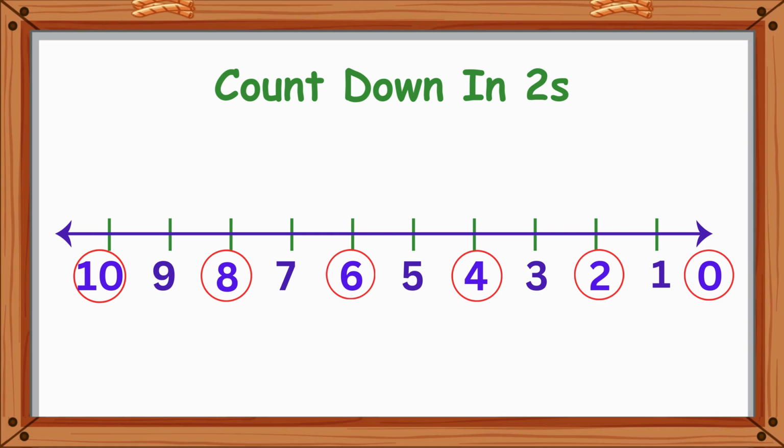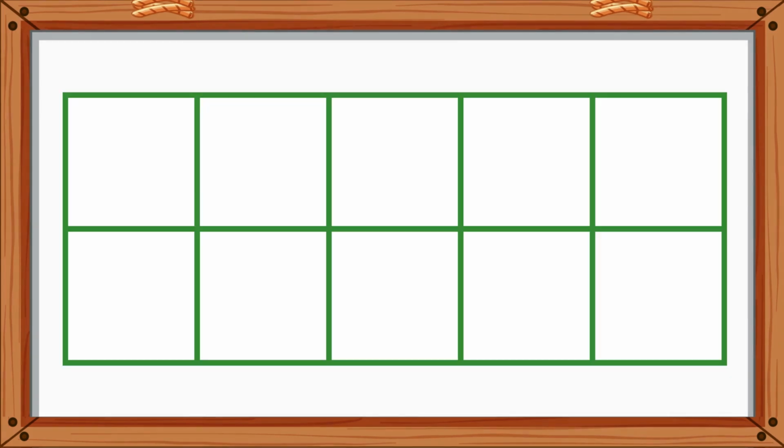Awesome job! Are you wondering why we practiced counting this way? It's going to make the 8 times table trick much easier. All right, let's get started. Draw a grid with 2 rows and 5 columns. This will be our 8 times table helper. Now, we're ready to fill in the grid, and our counting by 2s practice will come in handy.